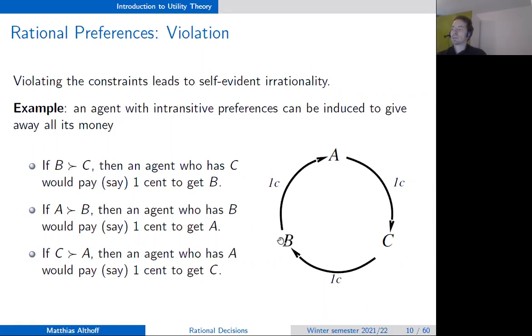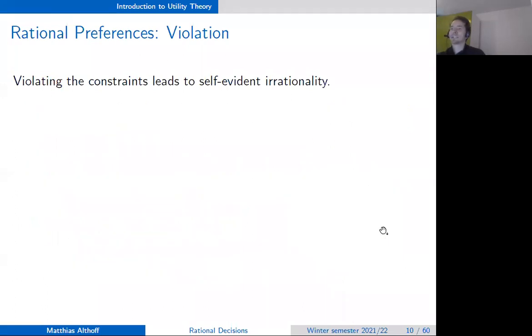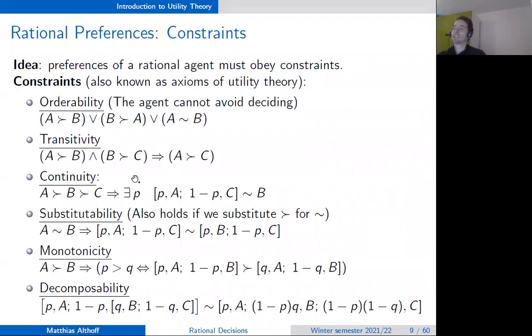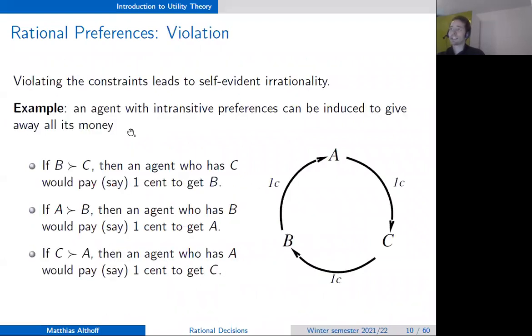And now comes the problem. If you prefer B over C and A over B, then certainly you have to prefer A over C, as stated by the transitivity condition. But let's assume for some reason you prefer C over A and would again pay 1 cent to obtain C. Then of course you see that this is a spending cycle where you would potentially lose all your money, because you always buy the next thing and you don't even improve, because you're circling here.